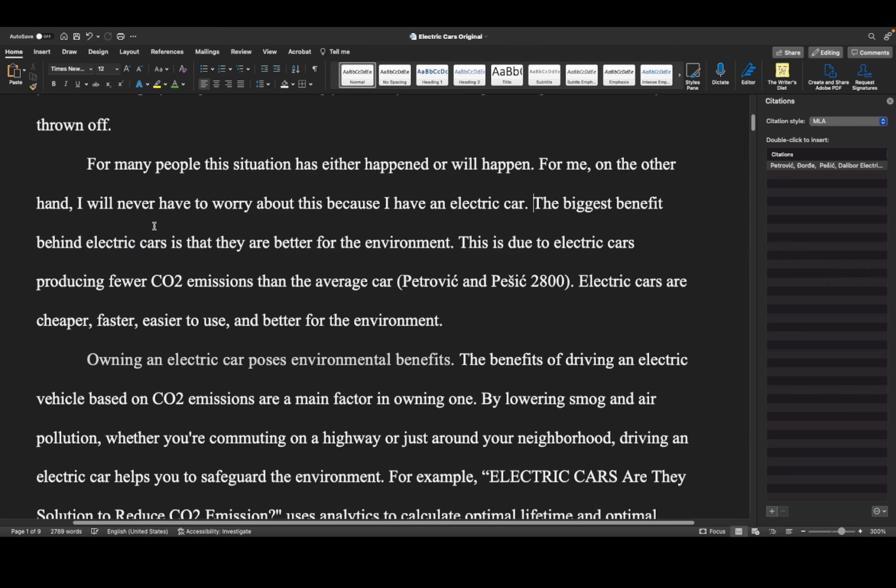The biggest benefit behind electric cars is that they're better for the environment. This is due to electric car.